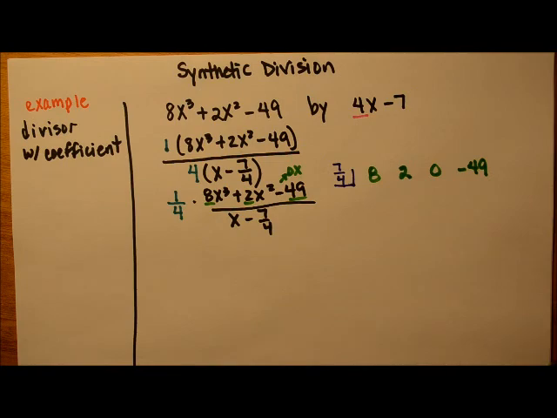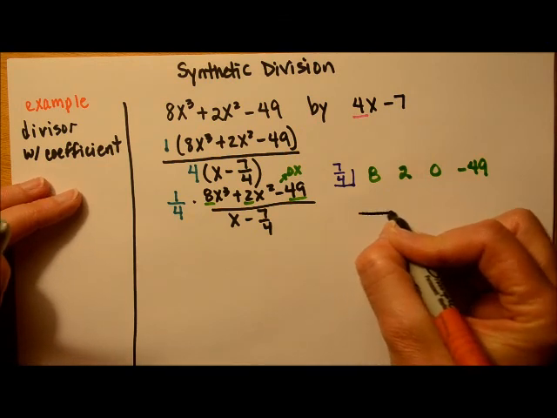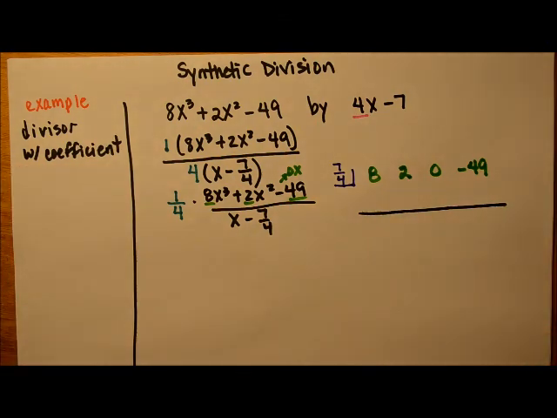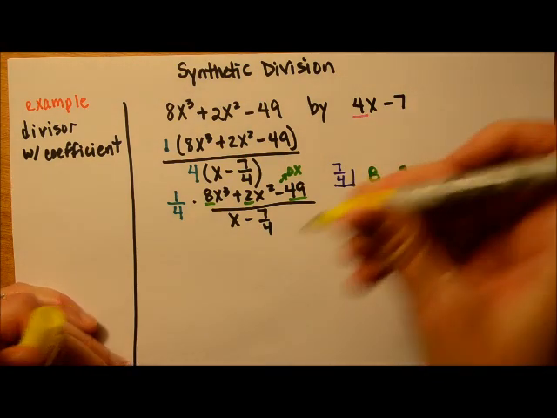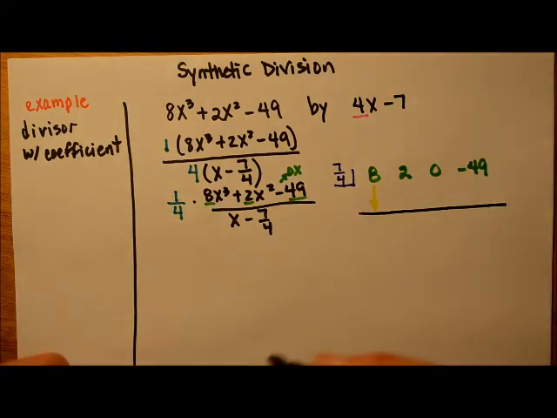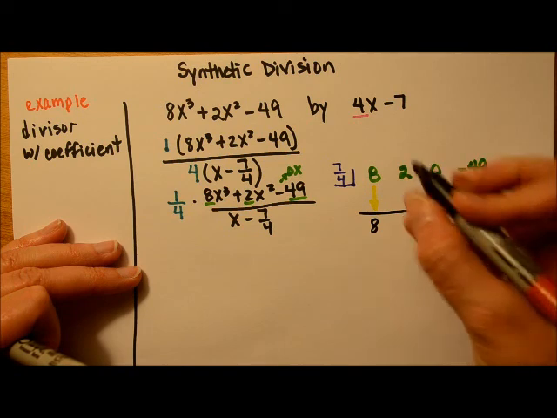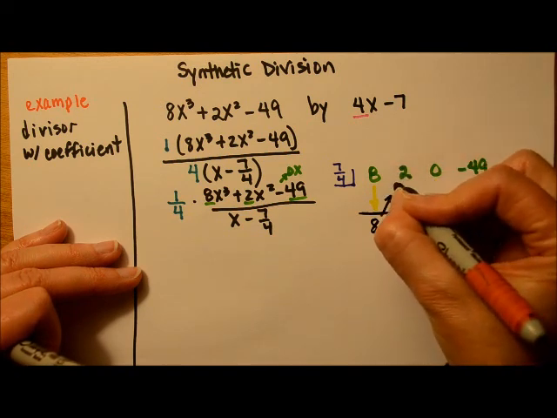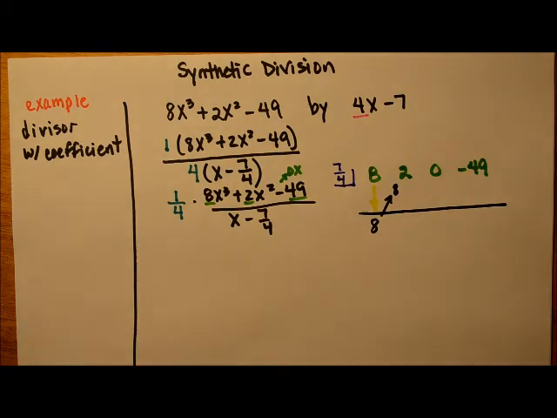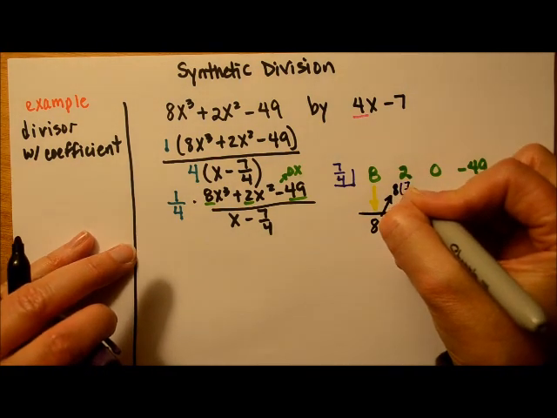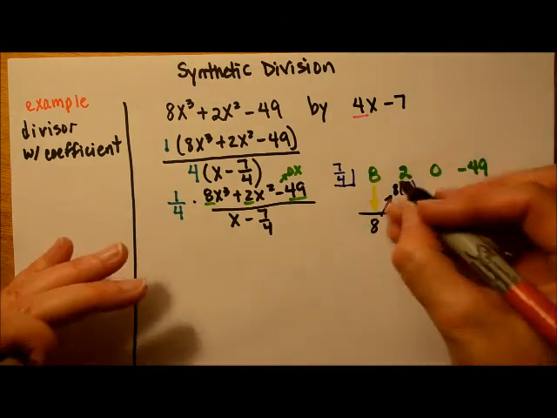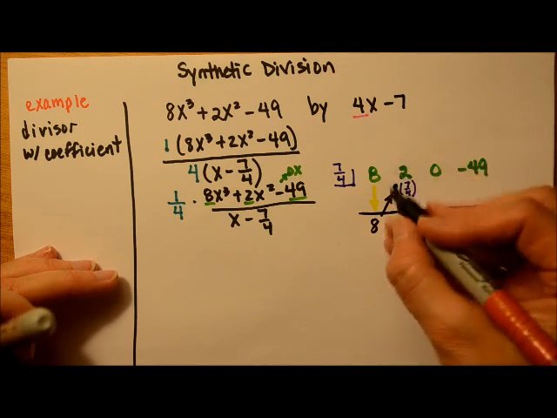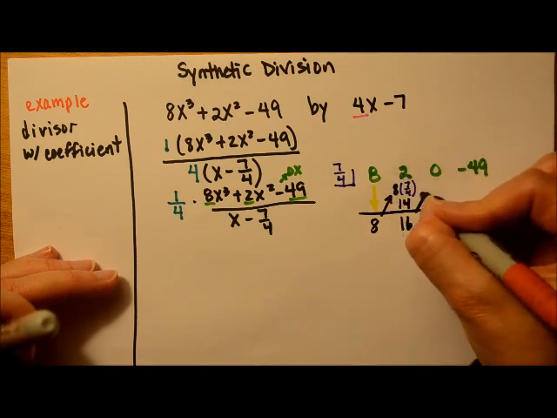Now I know most of you are afraid of a 7/4 or a fraction, but you don't need to be afraid because it's all going to work out nicely, I think, I hope. Usually it does, not always, usually. I'm going to bring down that 8, so he's just going to come straight down. I'm going to multiply by 7 over 4. 4 goes into 8 twice. 2 times 7 is 14. So I have a new number. 14 plus 2 is 16.